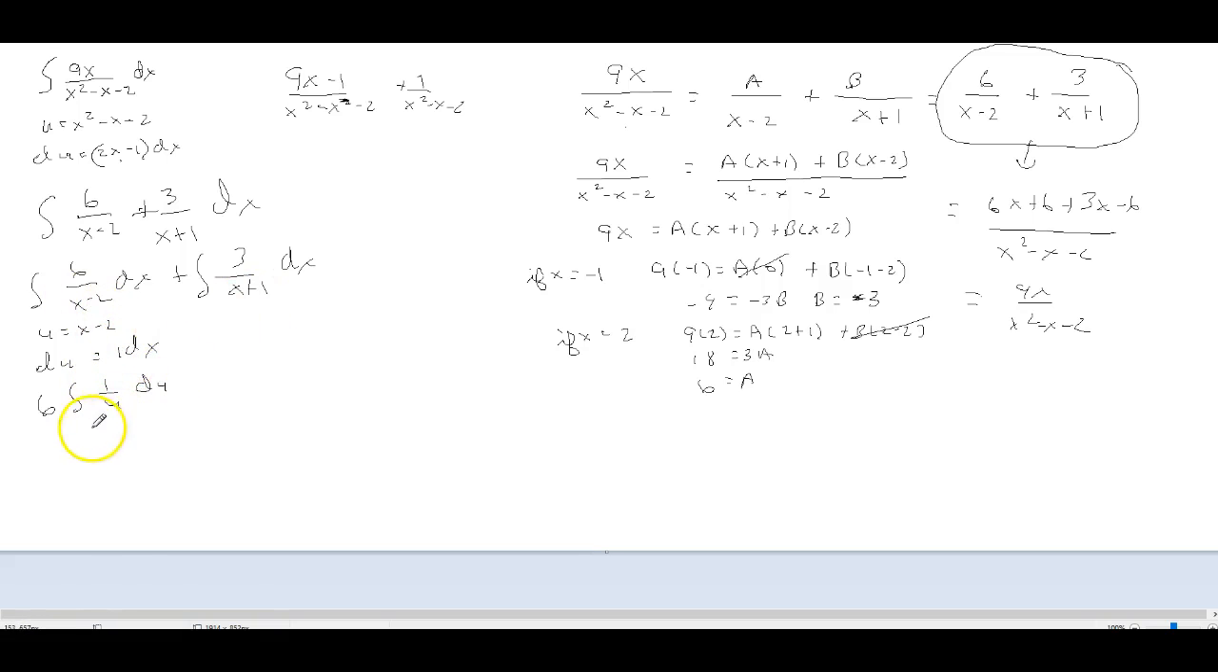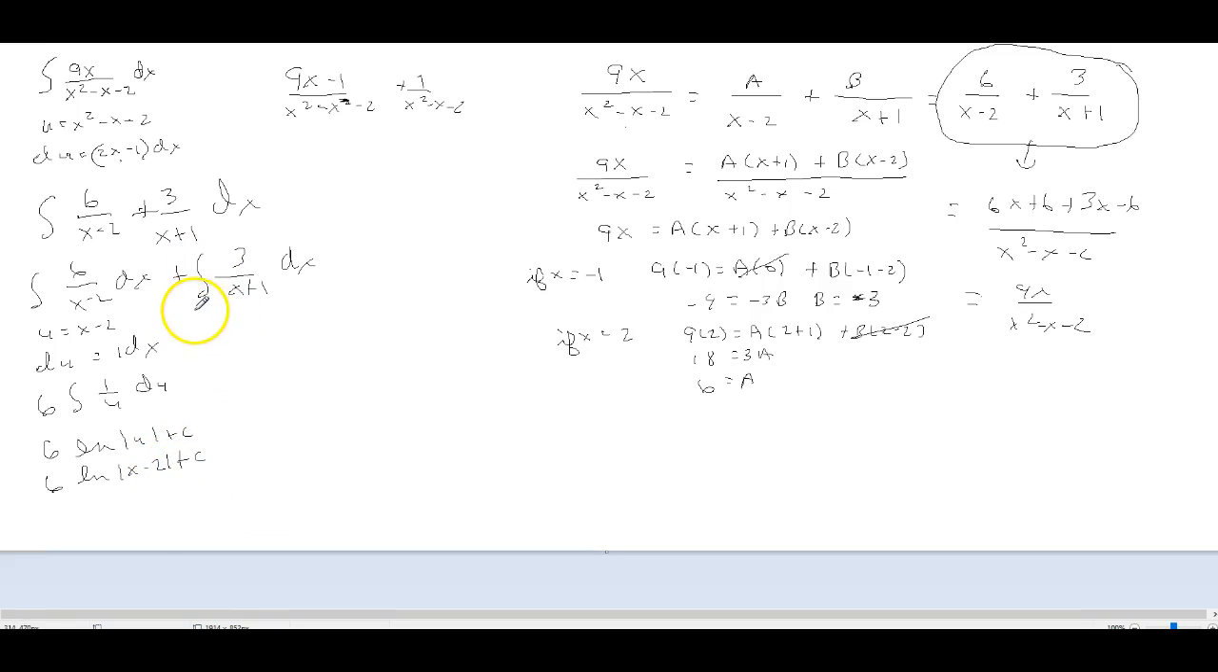Is that okay with everybody? Kind of running out of space here. So this becomes 6 ln absolute value of u plus c, because again, the integral of 1 over u is ln of u, absolute value of u plus c. So I get 6 ln of x minus 2 plus c.